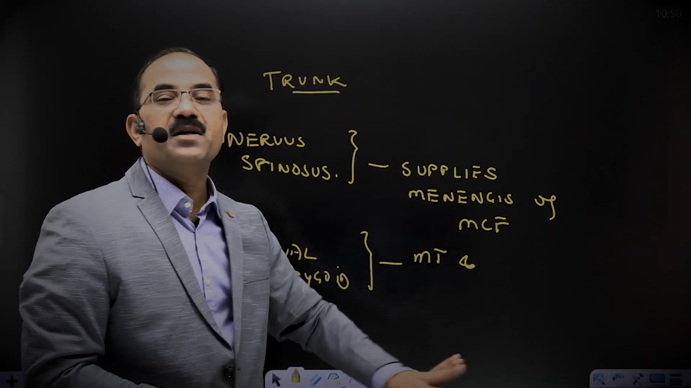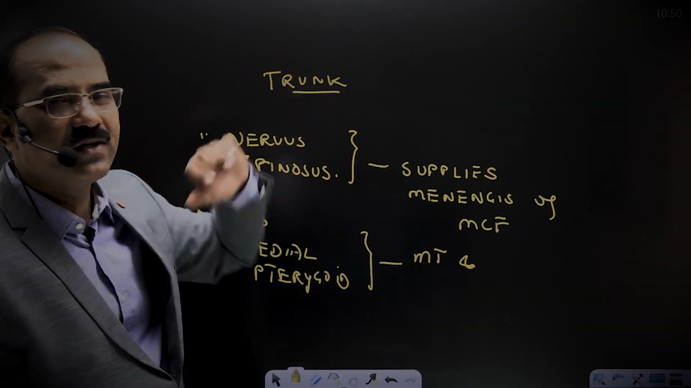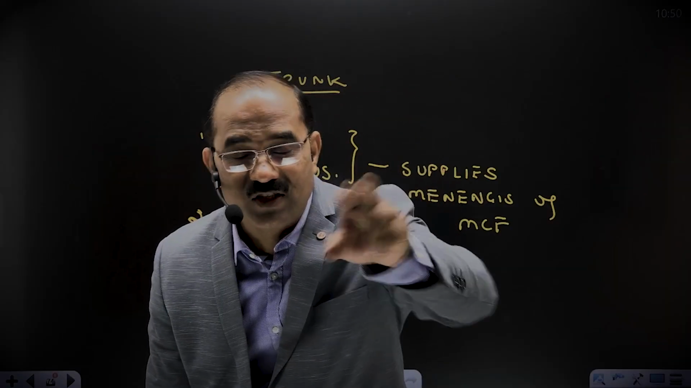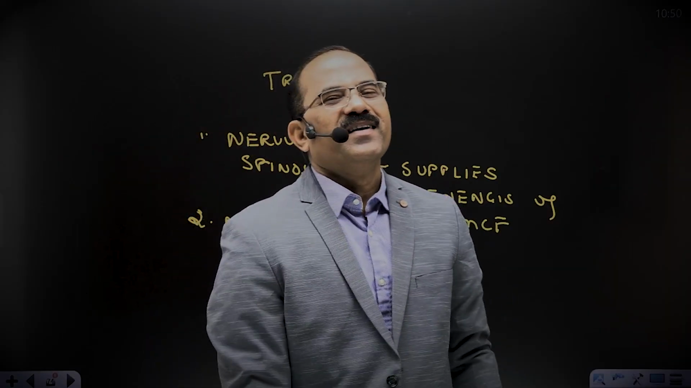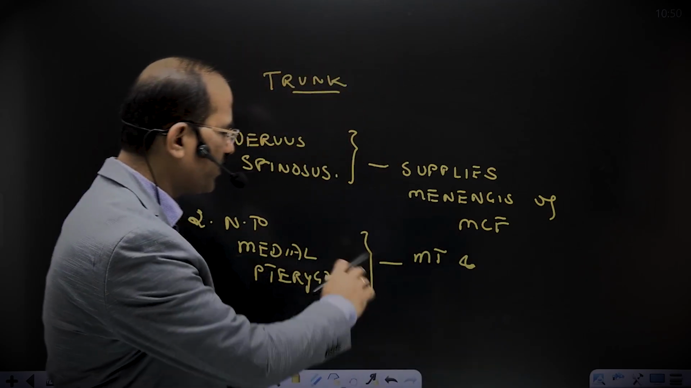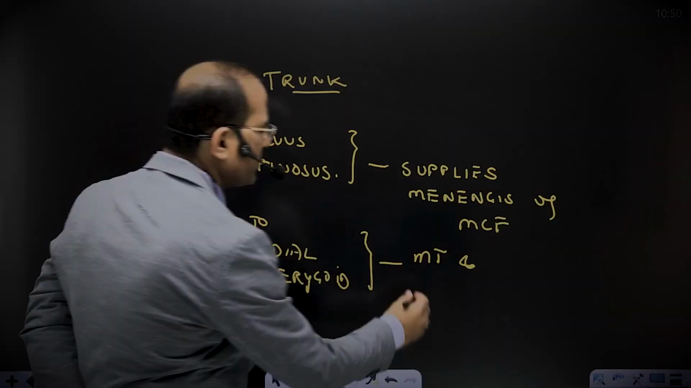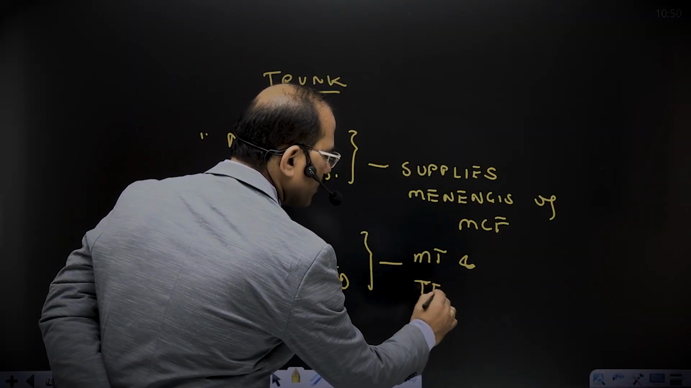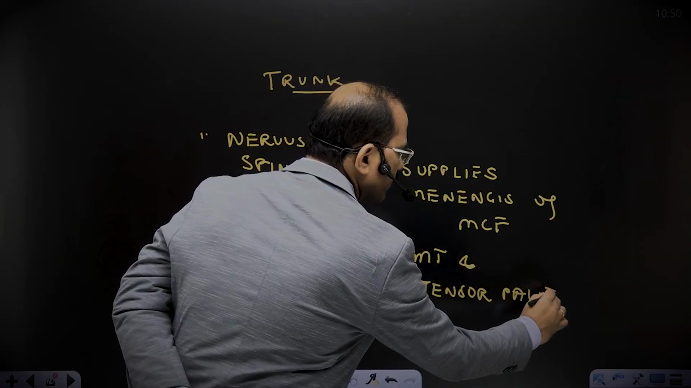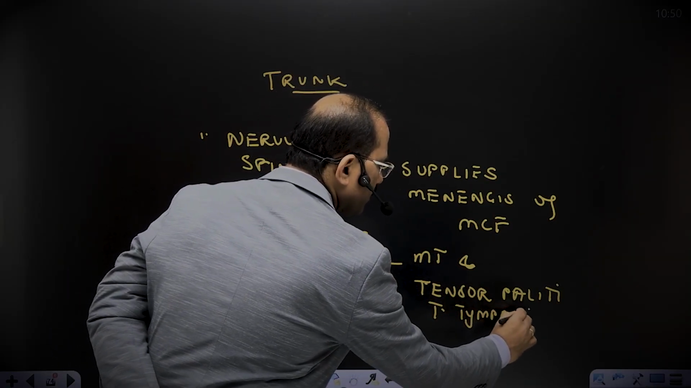So this tensor tympani and tensor palatii would be supplied by the trunk of mandibular nerve. It's not a direct branch, it's through the nerve to medial pterygoid. So nerve to medial pterygoid supplies the medial pterygoid. In addition, it supplies the tensor palatii and tensor tympani. Okay, you can fill this later.